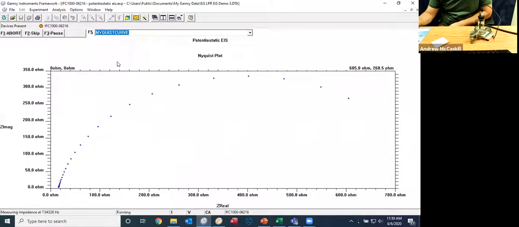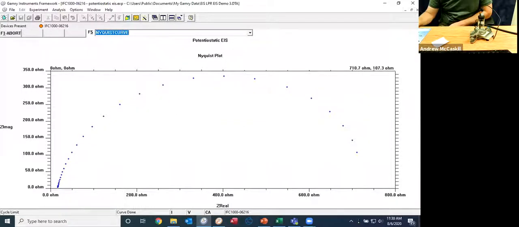Here's the nice Nyquist curve we see being produced. You can see it's producing that classic semicircle shape. I doubt we're going to get all the way down to the x-axis here again. We might even see a little tail formed right here, but let's see what happens. It should be done in just a few seconds. And if anybody has any other questions, we could certainly start to address a few now.